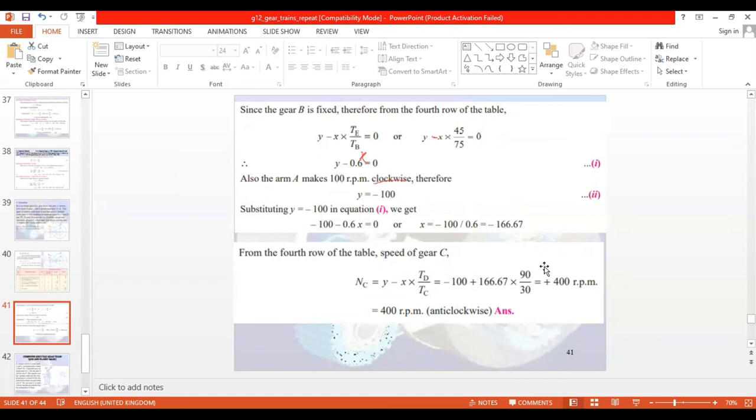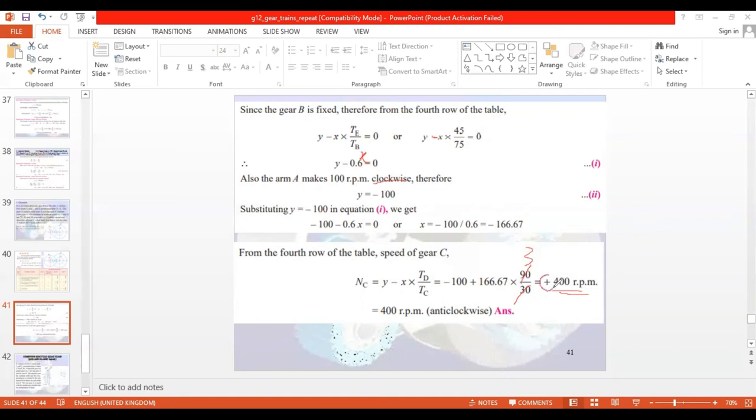The number of teeth on D is given as 90, and on C it is given as 30. So this is 3 into 166, that would be around 500. Then 500 minus 100 is 400 RPM.